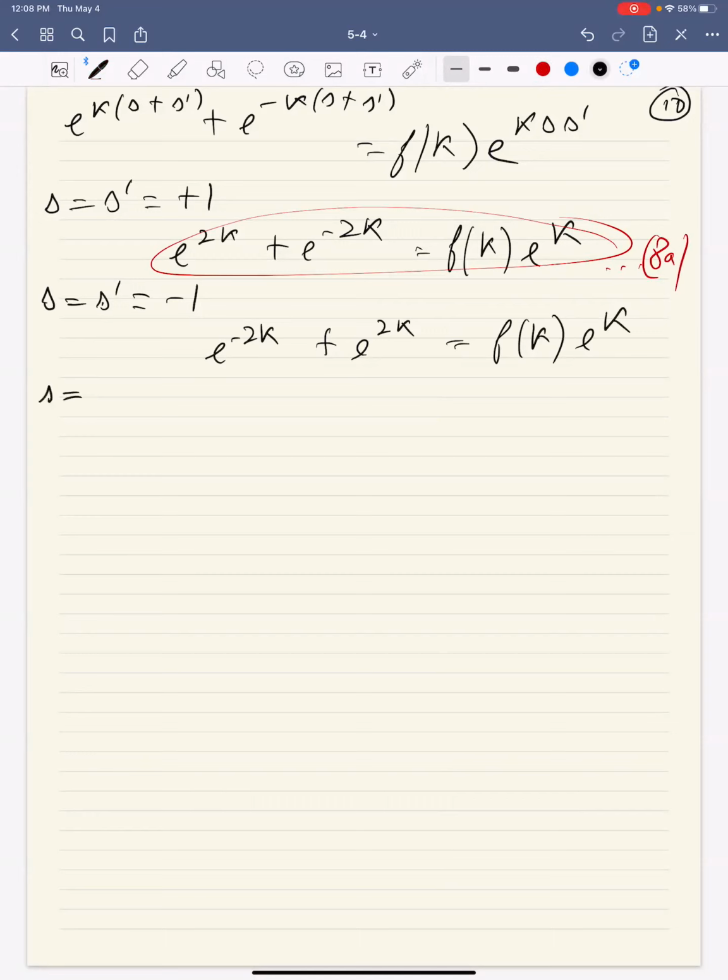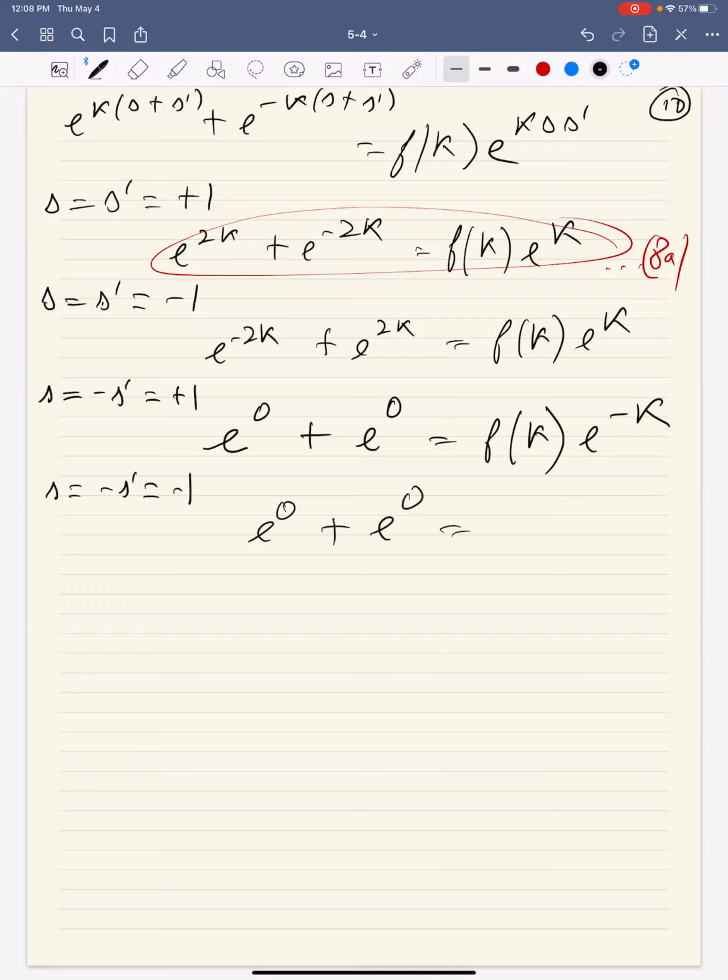Now we have 2 more things. S is equal to minus s prime is equal to plus 1, so s is equal to plus 1 and s prime is equal to minus 1. In this case, what will you get? What is s plus s prime now? E to the power 0. What is minus s plus s prime? 0. And what is that equal to? F of k e to the power minus k prime, right? And the final condition where s is equal to minus s prime is equal to minus 1, same thing. E to the power 0 plus e to the power 0 is equal to f of k e to the power minus k prime.